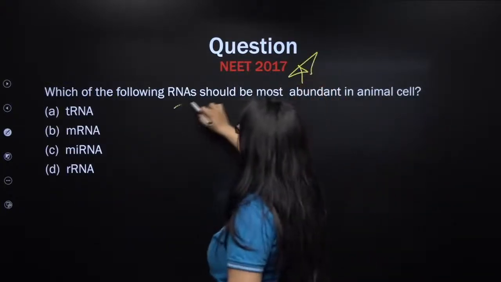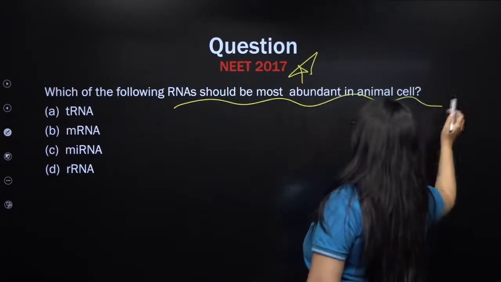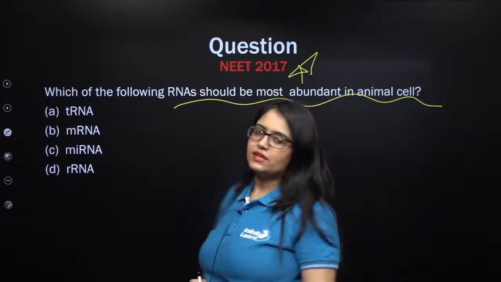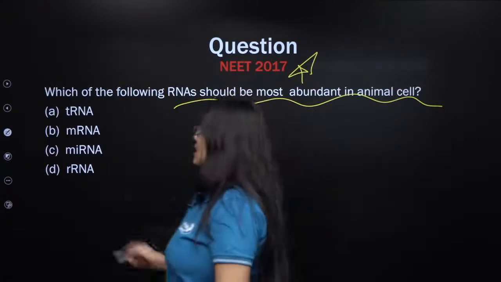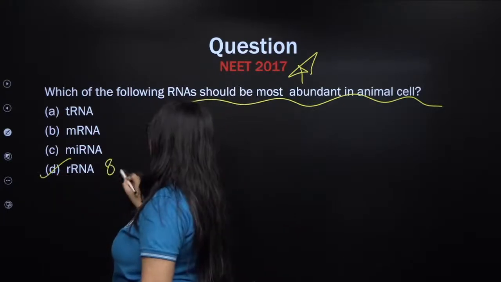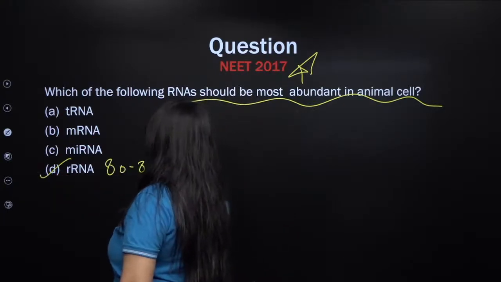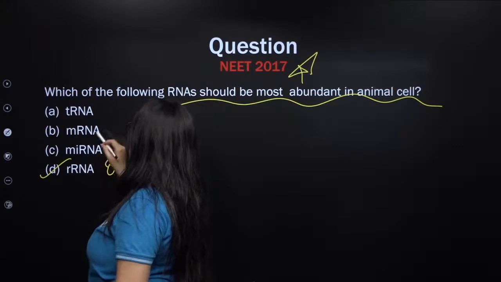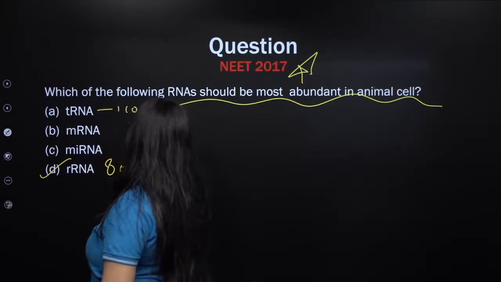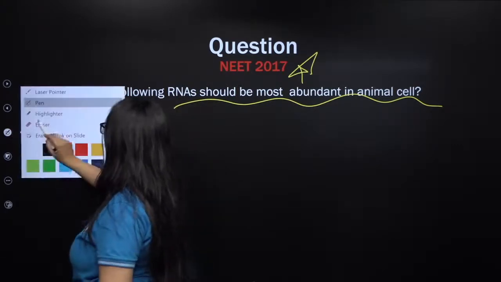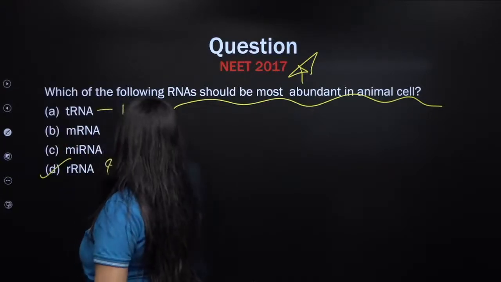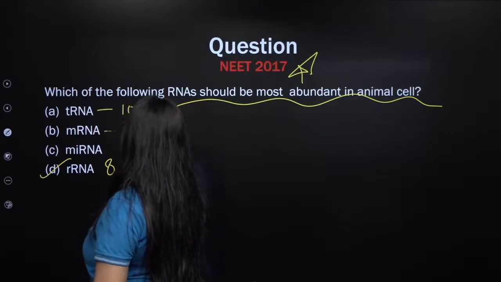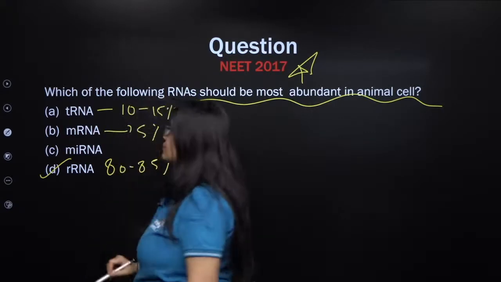Which of the following RNAs should be the most abundant in animal cell? Any guesses, my lovely kids? Very simple. It is the rRNA. Roughly 80 to 85% is rRNA. Then tRNA is 10 to 15%. mRNA is 5%.